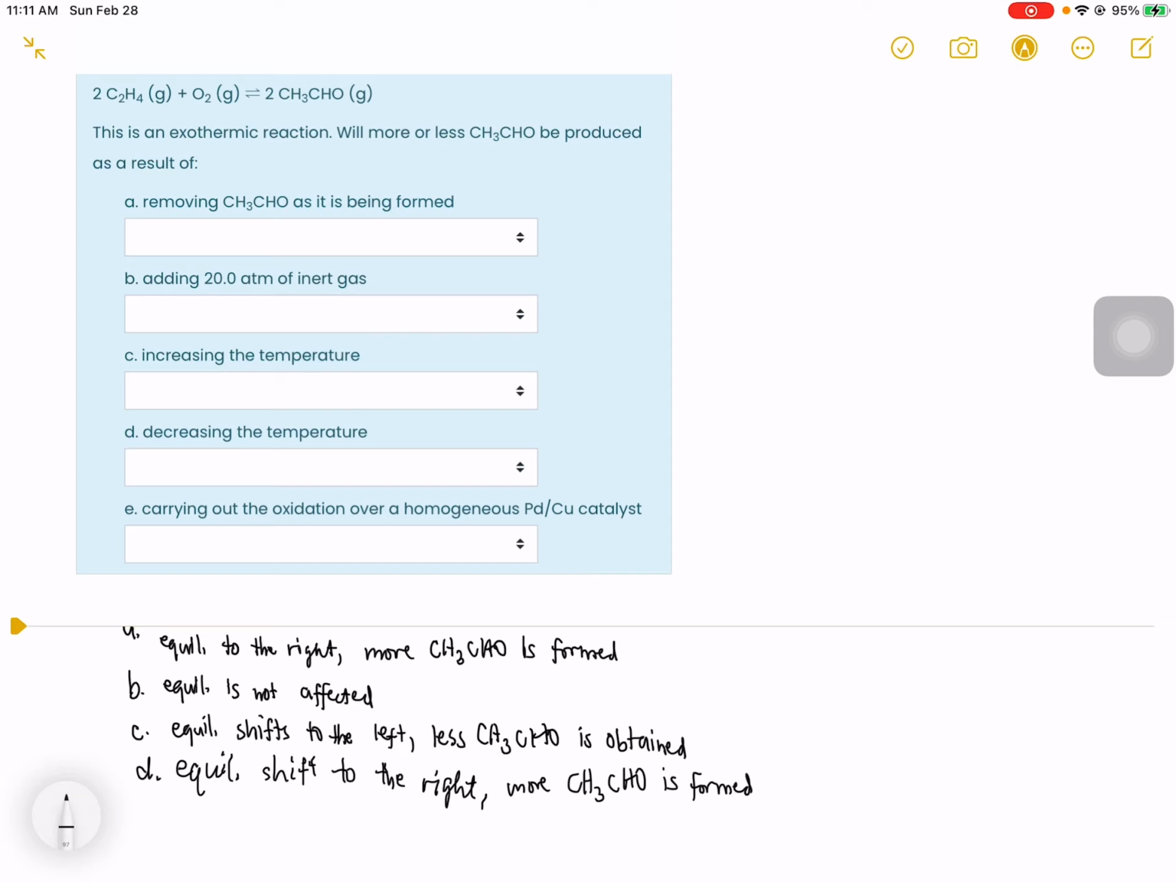And finally, carrying out the oxidation over a homogeneous palladium-copper catalyst speeds up the reaction and the rate at which equilibrium is attained, but it does not affect the equilibrium in any way. So it only manages to speed up the reaction. That's the only effect that the catalyst has.